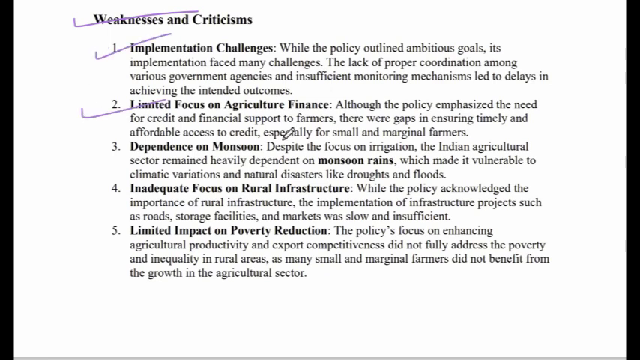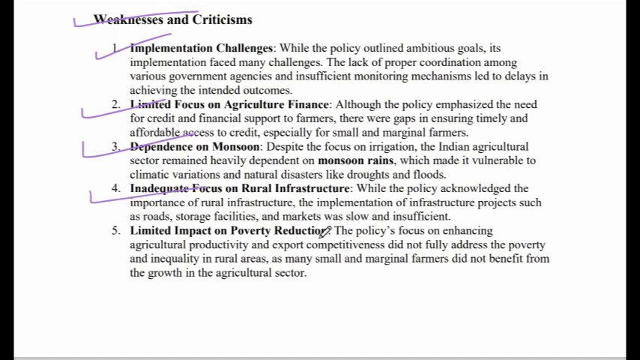Limited focus on agriculture finance. Although the policy emphasized the need for credit and financial support to farmers, there were gaps in ensuring timely and affordable access to credit, especially for small and marginal farmers. Dependence on monsoon. Despite the focus on irrigation, the Indian agricultural sector remained heavily dependent on monsoon rains, which made it vulnerable to climatic variations and natural disasters like droughts and floods.